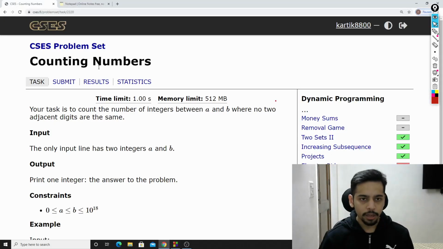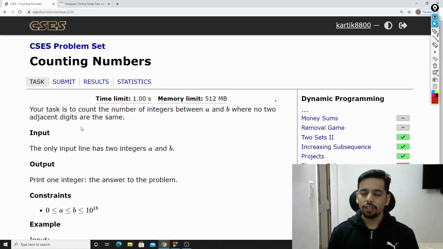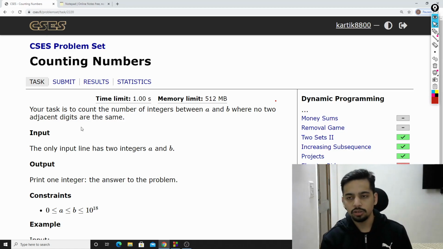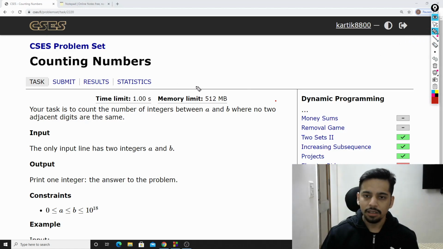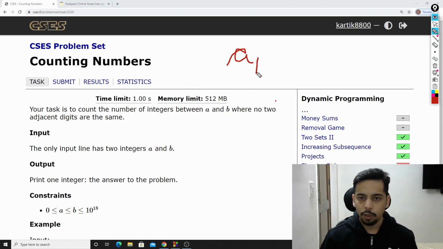The problem is counting numbers from the CSES problem set. It is a direct application of digit DP. If you've seen my introduction to digit DP video, I recommend that you try to solve this on your own because it should be easy for you, as the problem is a very standard application of digit DP. So the problem says that you're given two integers, small a and small b.